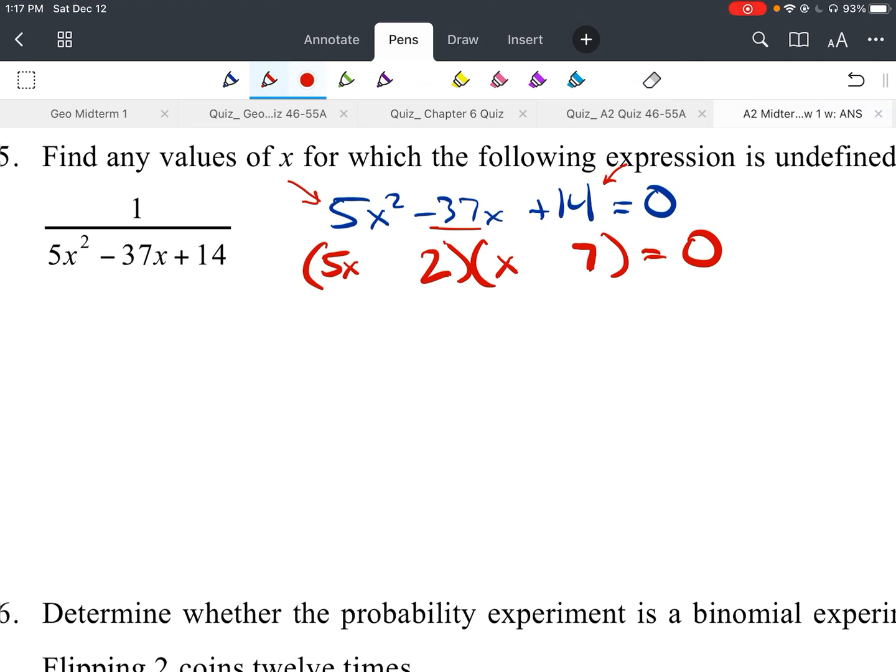It's a positive 14, so the signs are the same, and so they're both negative, okay? I know these are some Algebra 1 tricks. Hopefully you know how to do these.